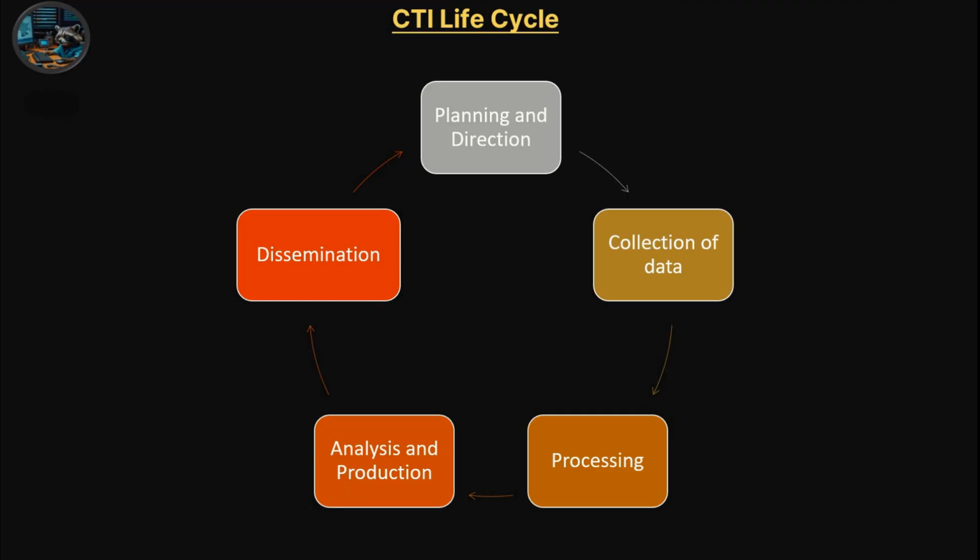Then we have the third parameter in the CTI lifecycle, which is processing, which is defined as structuring and formatting data for analysis. For example, parsing IOC feeds, converting into STIX or JSON, de-obfuscation of malware strings. Then we have analysis and production, which is defined as turning processed data into actionable intel. For example, APT29 uses spear phishing to drop WellMess malware in government organizations, which clearly maps the adversary's infrastructure using passive DNS.